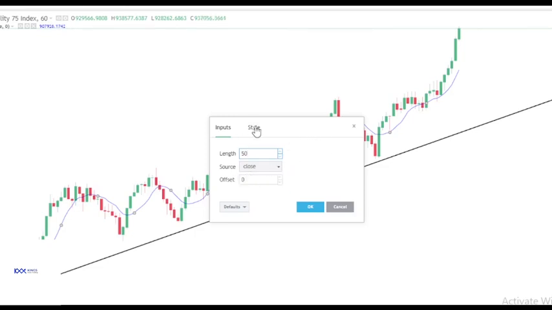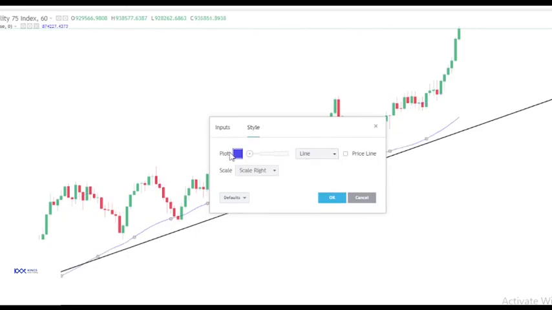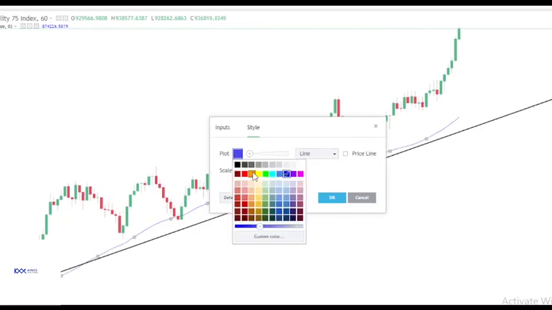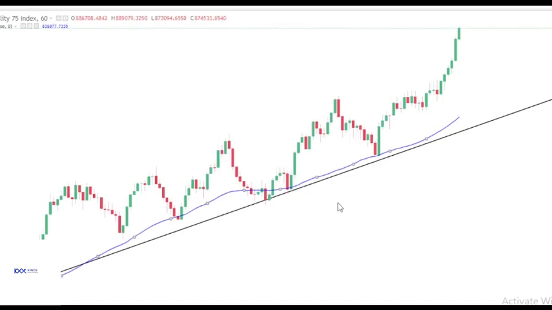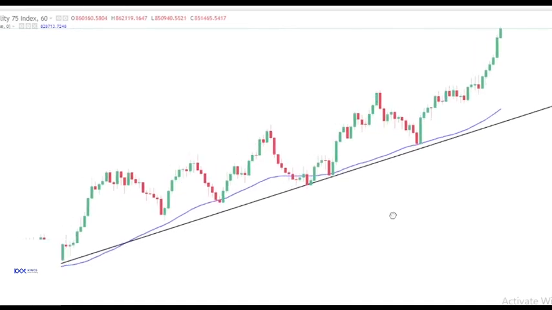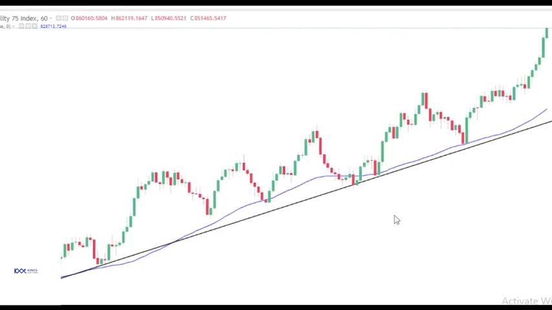Okay, so I might decide to change maybe the color to something. I think blue is nice, I will leave it as blue. I can just increase it a bit for clarity, and I'll click on done. So as you can see, our indicator is aligned with our trend line. This indicator is just serving as support right here.